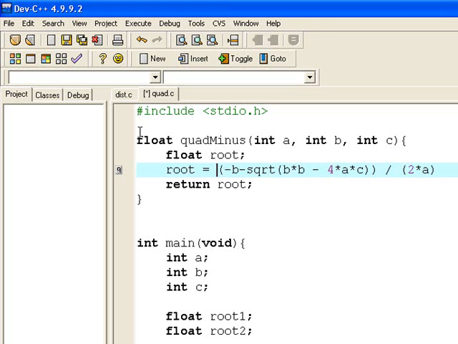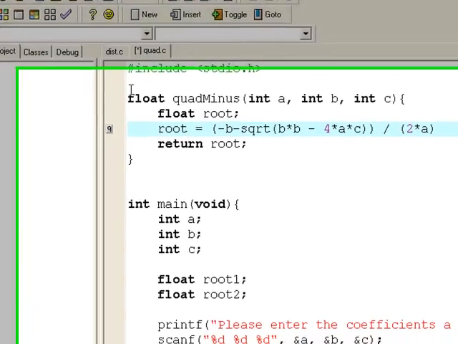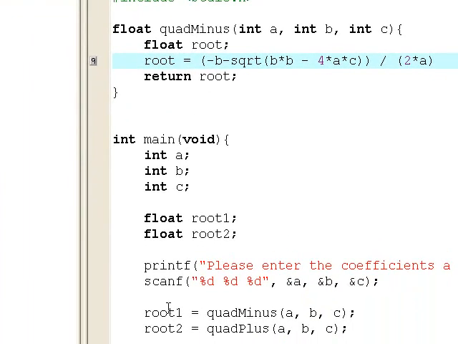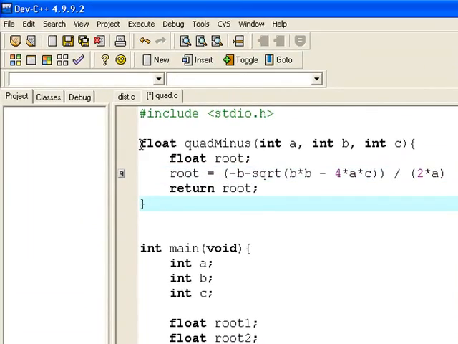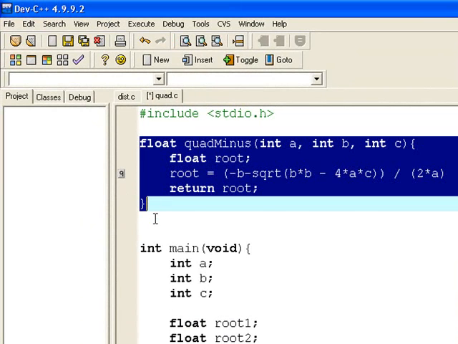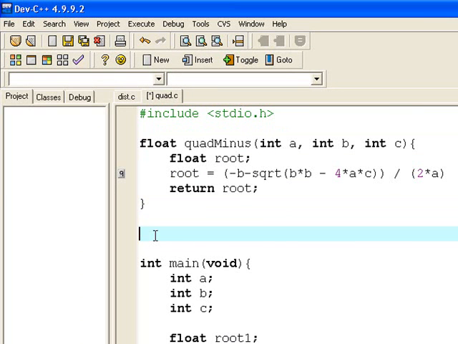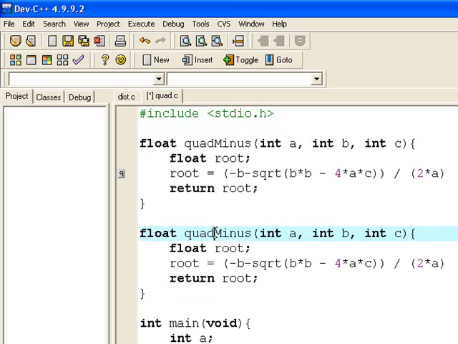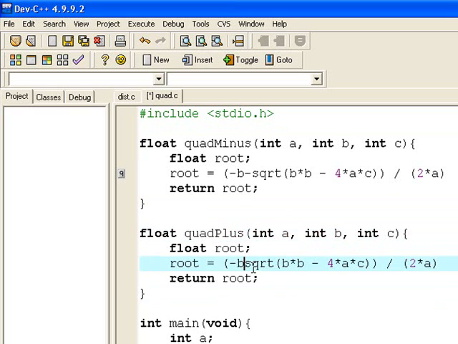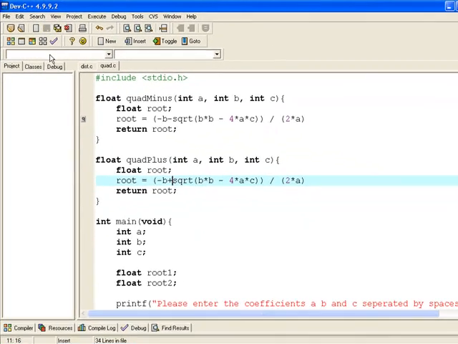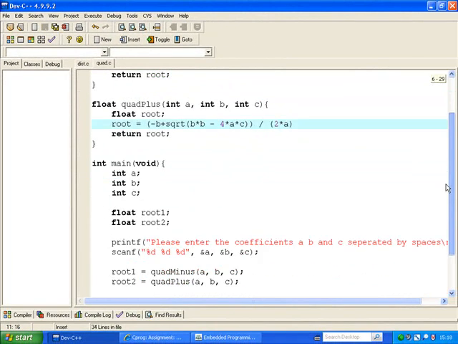So that should return that root, and that root will return by this method into root 1. So what I'm going to do is copy that function there. Again, I'm going to change this to plus, and that means I'm going to change this to a plus. Other than that, nothing else has to change. Now, pretty much ready to go there.